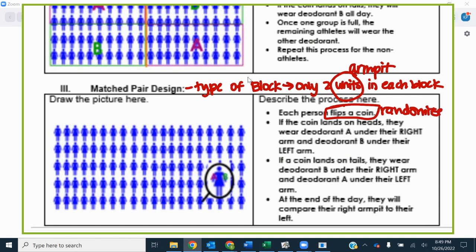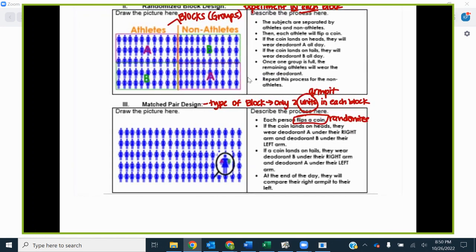So basically, in this case, we're just randomizing which arm gets it, because we can't say everyone gets it under the right and the other group gets it under the left, because what if everyone's right-handed and then they sweat more on that arm? So you have to still use a random method, and that's where the flipping the coin with the 50-50 comes in to decide who gets deodorant A under their right arm and who gets deodorant A under their left arm, vice versa. Okay.